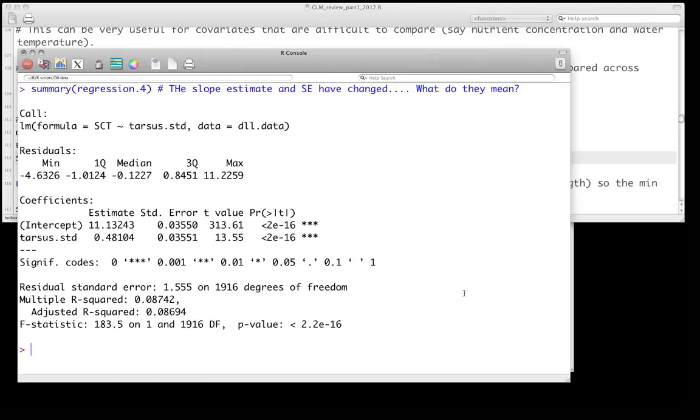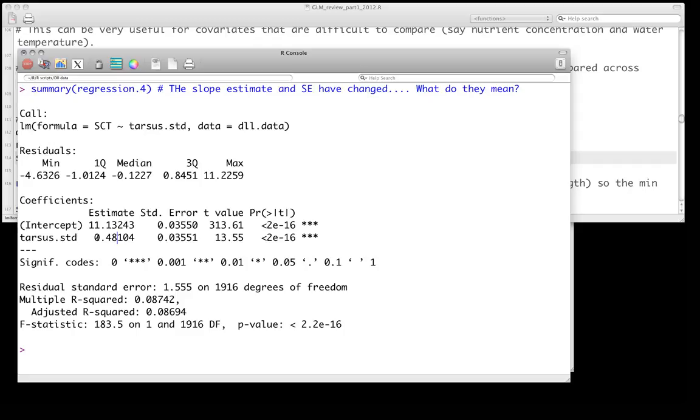So, all right, there we go. You'll see that the estimate, in this case of the intercept, is not going to change. But our slope, instead of it being 26.9 or 0.0269 or whatever, is quite different. It's not just some scaling, because it's no longer in units of Tarsus length. It's now in units of standard deviation of Tarsus length. So what this is saying is, for every unit change, standard deviation change in Tarsus length, we increase sexcomb teeth by 0.48.